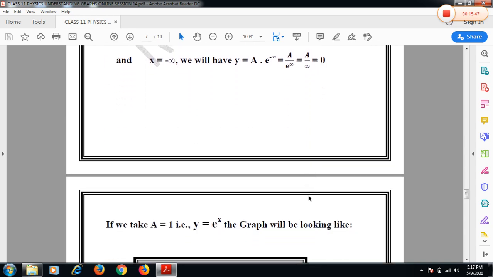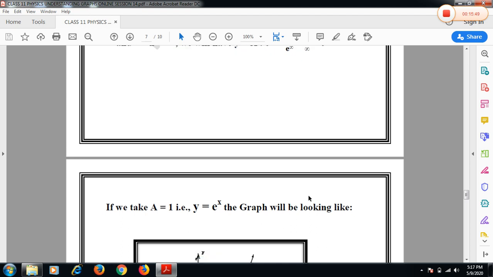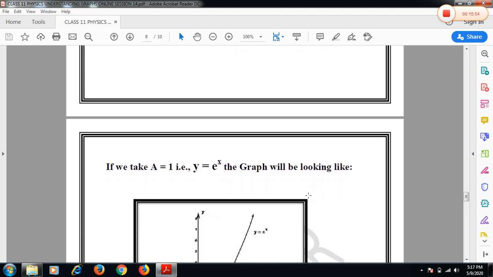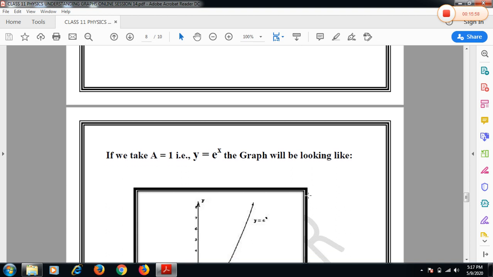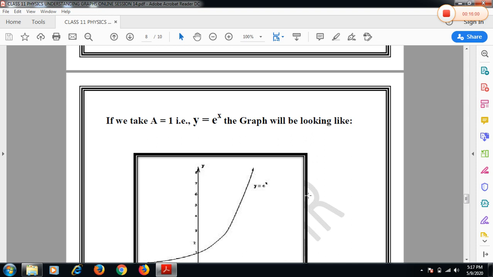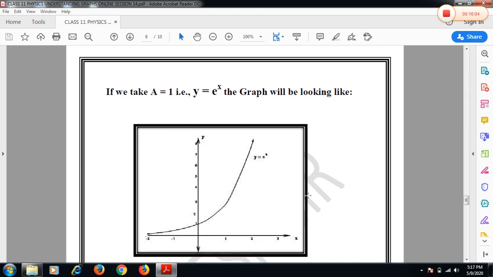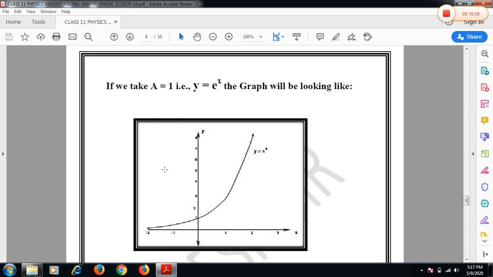Now, if we assume that a equals 1, then putting a equals 1 into y equals a e to the power x, we will have y equals 1 into e to the power x, that is y equals e to the power x. This graph will look like this. Look at this graph. This graph is monotonically increasing, that is, it is increasing in nature.